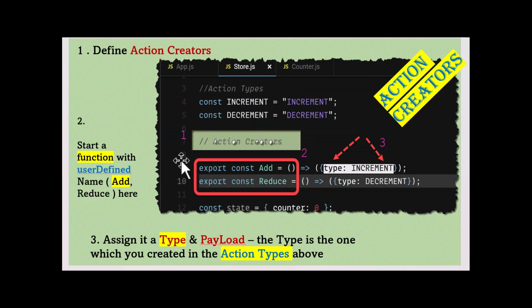Next is action creators. Action creators is the one where the whole logic is written. The whole function is written. Over here, as we know, we have two buttons, increment and decrement. So we'll be just defining two functions. For me, I've done them as add and reduce, and these take type and payload. Over here, type is nothing but the action types that we have defined. So type is increment and the type is decrement, right?